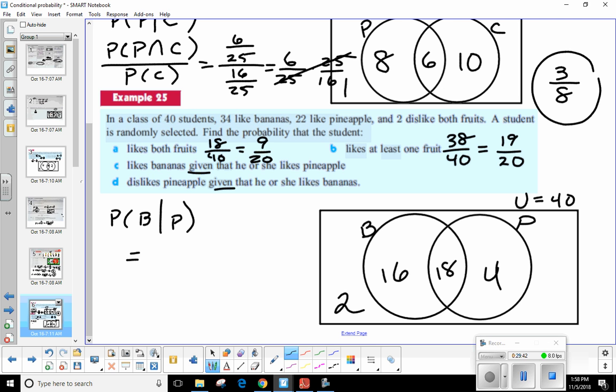The way I'm going to write this out is the probability of the intersection of the two, and always divide by the probability of what's given. So we already found the probability of the intersection. We found that to be 9/20ths over the probability of liking pineapples. 22. Now it would be 34/40ths, right? Would everybody agree?